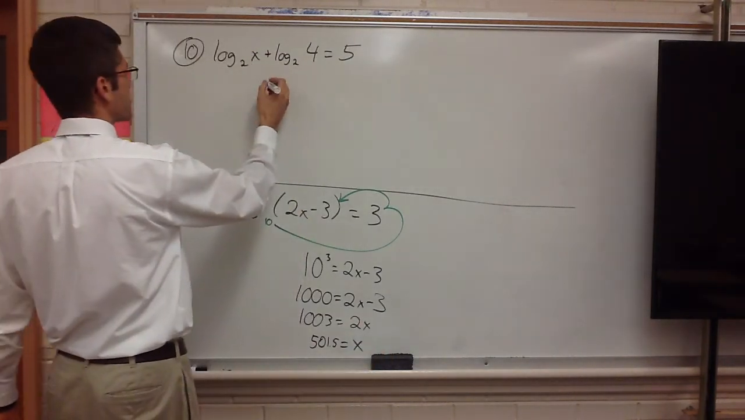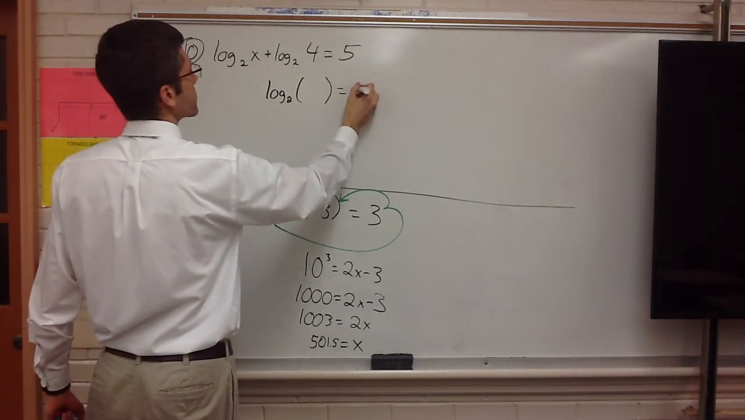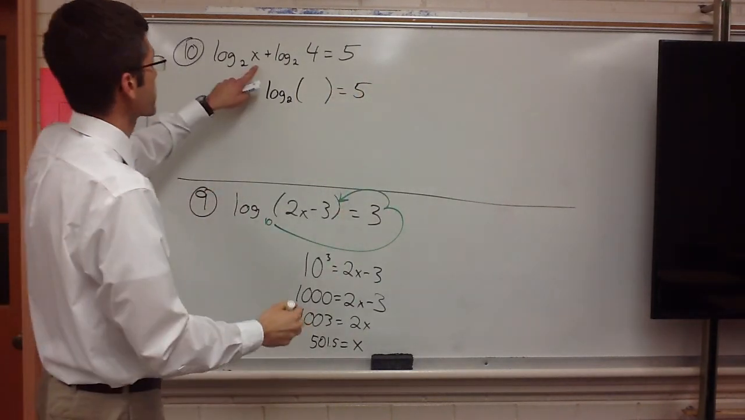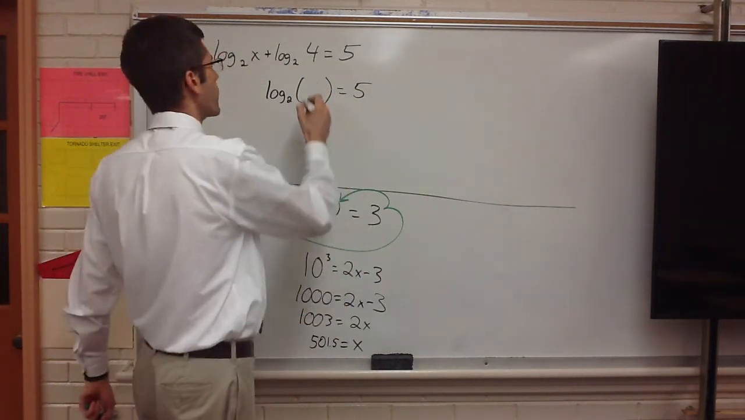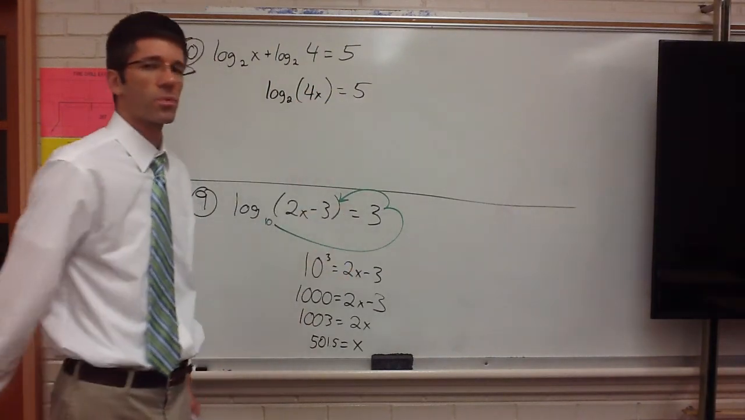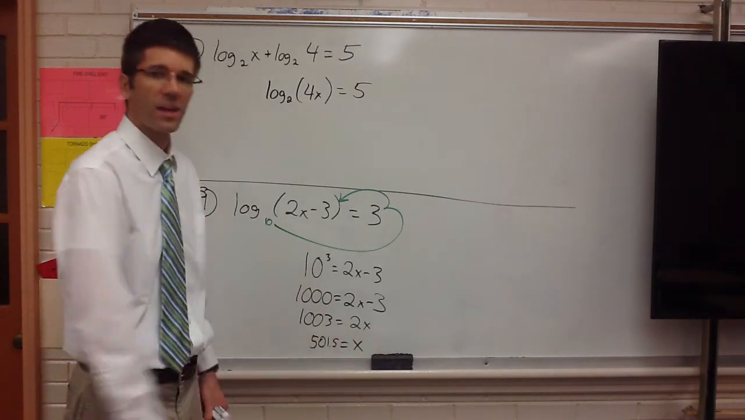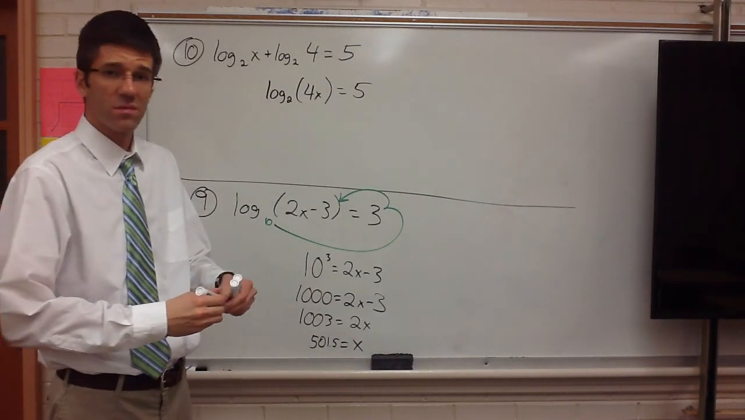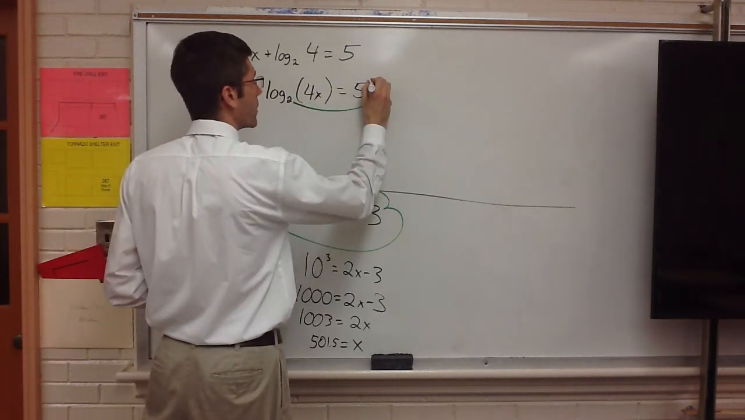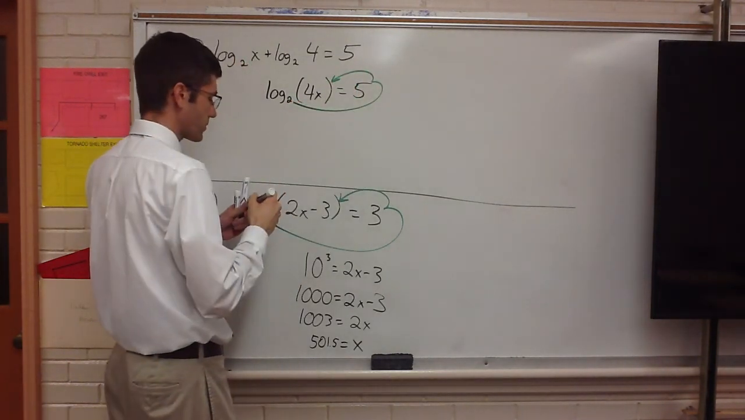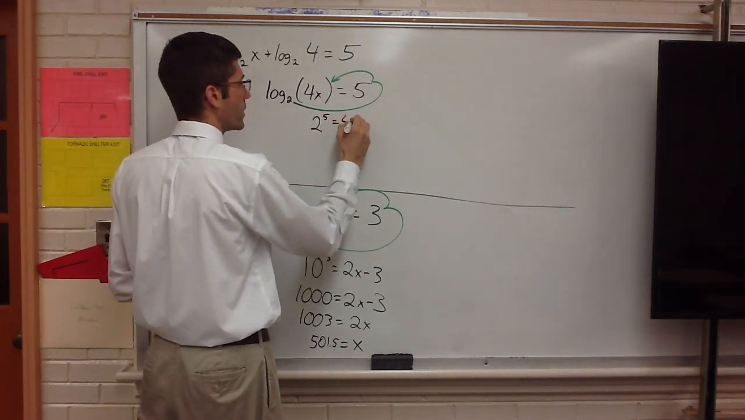So what we're going to do is combine these together and say we have log base 2 of something equals 5. What is that something? Well, it's x times 4. It's 4x. And now it looks like the other problems we were doing where you have one logarithm and you draw a heart on your paper and you say it in your head, you write it in exponential form, and then you move on. So let's do it. 2 to the 5th power equals 4x.